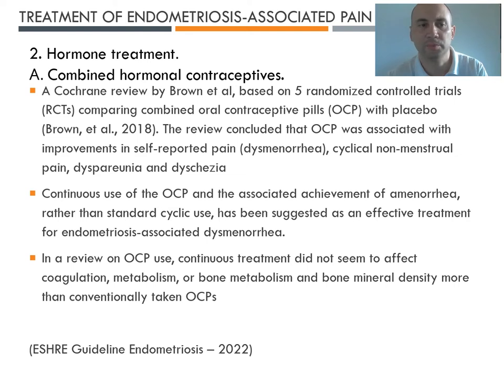Combined hormonal contraceptives. The Cochrane review by Brown et al., based on 5 randomized controlled trials, compared combined oral contraceptive pills with placebo. The review concluded that oral contraceptive pills were associated with improvements in self-reported pain, dysmenorrhea, clinically non-menstrual pain, dyspareunia, and dysesthesia. Continuous use of oral contraceptive pills and associated achievement of amenorrhea, rather than standard cyclic use, has been suggested as an effective treatment of endometriosis-associated dysmenorrhea.